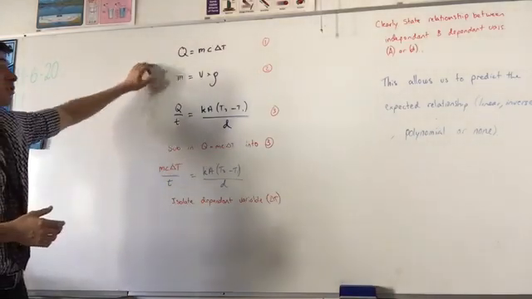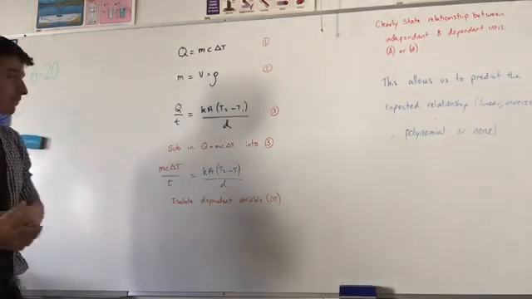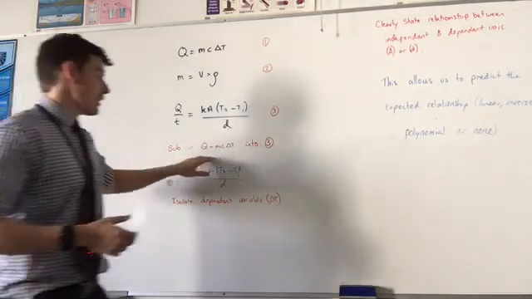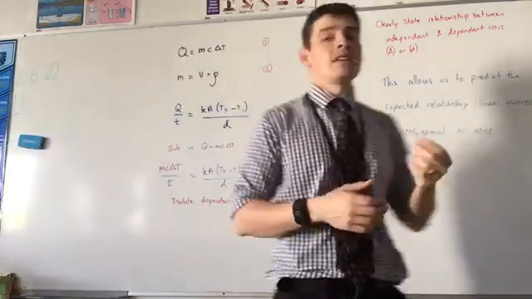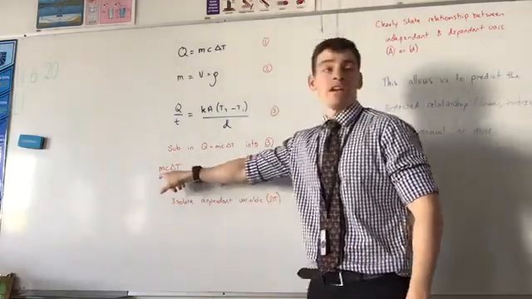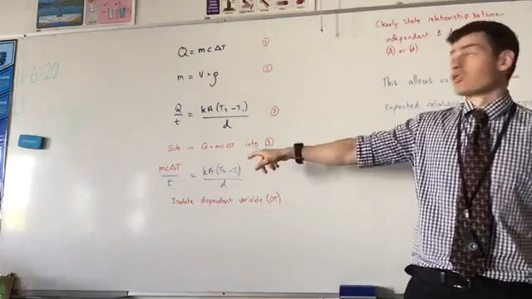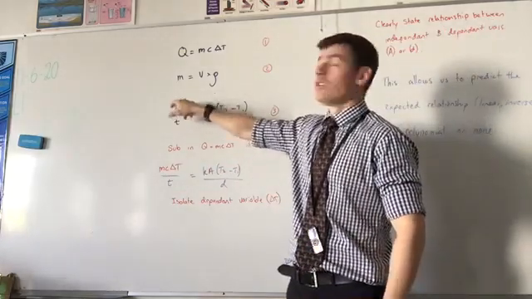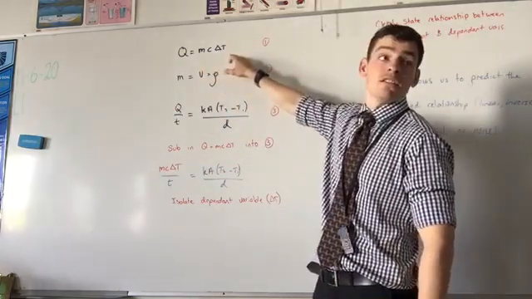So the first thing I do is I list my three equations. I'm going to sub Q equals mc delta T into my thermal conductivity equation. As you can see in the red here, I've got where I've subbed that in. All I've done is replace Q with mc delta T.